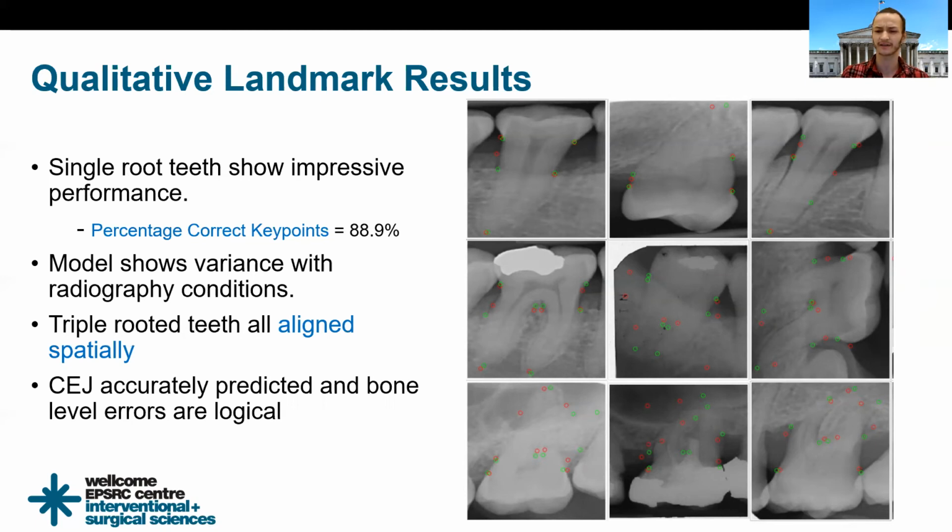We show variance with some radiography conditions, which can be seen on the bottom center image, sorry. And you can see what we believe to be the reason why the triple rooted teeth localization performs better than the double, even though they're more complex and there's less data. And that's because all the triple rooted teeth align spatially. They point downwards, compared to the double rooted teeth, which can point in numerous locations. And you can see that the CEJs, particularly on these images, are accurately predicted when compared to some of the other landmarks.